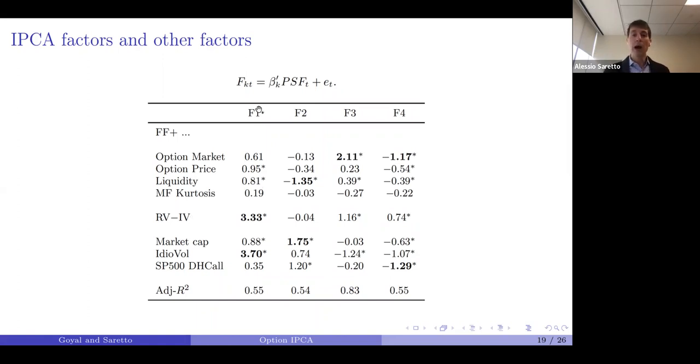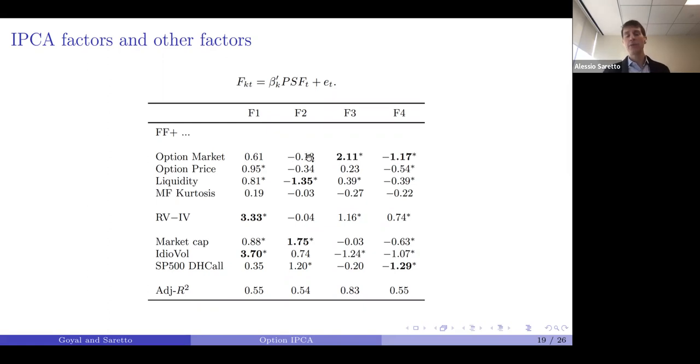So if I take our first IPCA factor, what you see is that it seems to be very highly correlated with this RV minus IV factor. It's very highly correlated with the idiosyncratic volatility factor. And maybe that also explains why Aurelio's model is doing so well, because the first IPCA factor is the one that has the highest premium. So this is going to account for most of the tangency portfolio Sharpe ratio, and it's closely associated with two of their factors.